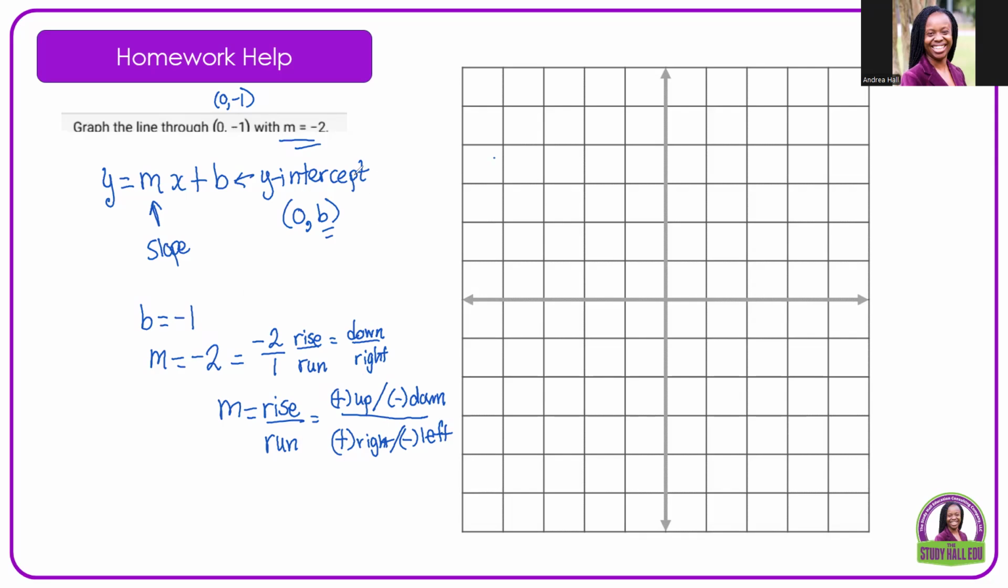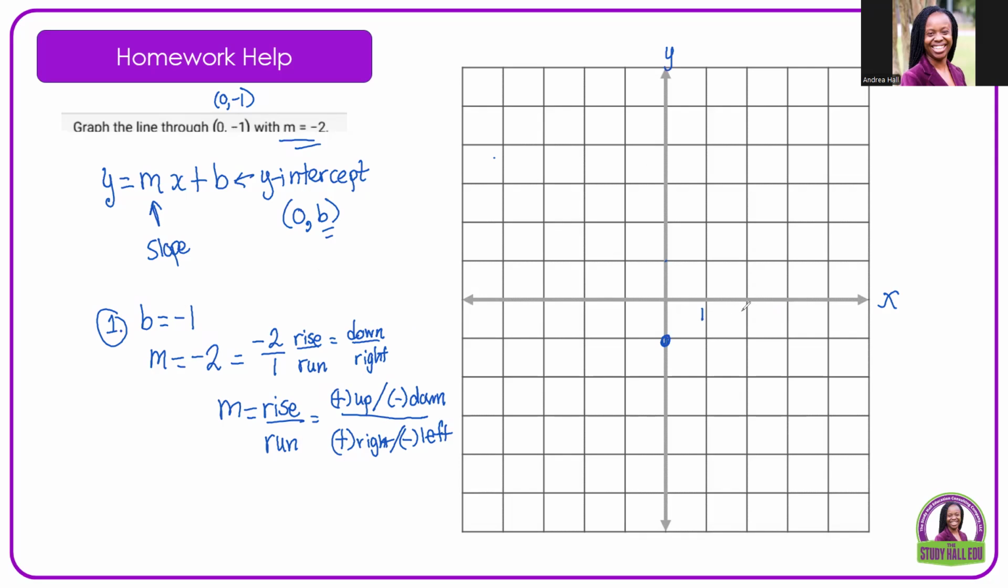All right, so let's go ahead and plot this. So this is your x-axis. This is your y-axis. When you're plotting it, the first thing you always plot is your y-intercept. That's step 1. Plot your y-intercept. The way it crosses the y-axis, our y-intercept is (0, -1).